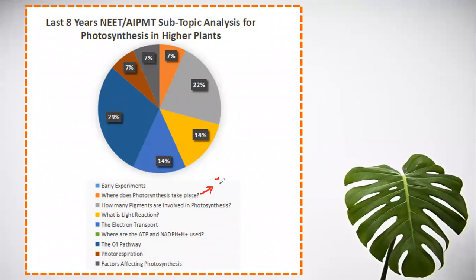The weightage is 7%. That is, in the last 8 years, 7% of the questions from photosynthesis have come from this topic, site of photosynthesis. And look, the most important one: 22% of the chapter's questions will be asked from the pigments involved in photosynthesis. This will be the part from where you can expect more questions.